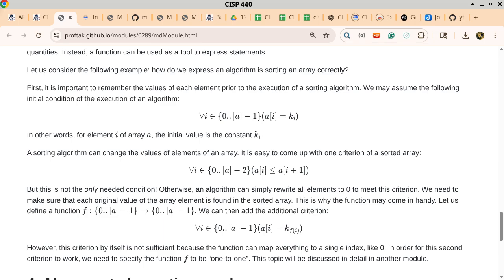So now what we need to do is to specify something like this, where f is a function. So now you say k of something would be the initial value of an element in the array. Okay, so k of 0 would be the value of a[0]. k of 1 is the initial value of a[1], and so on. So now you can say for every valid index in the array, we require that to be mapped to some original value from the array before you ran the algorithm.